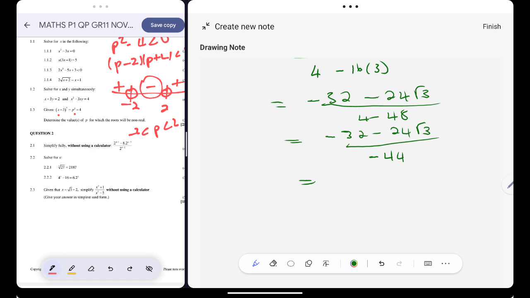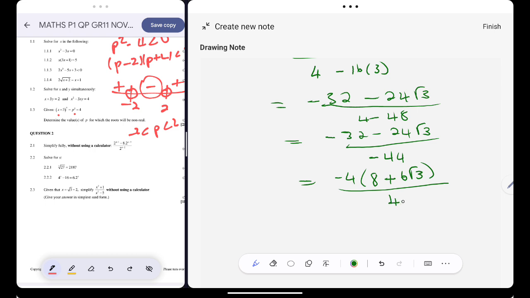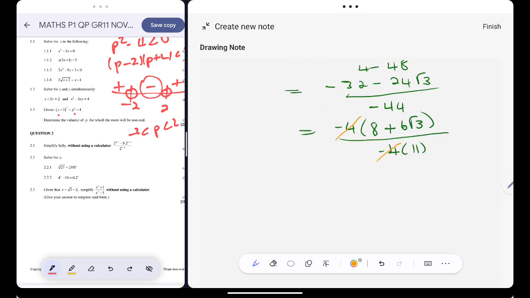I can take out a common factor of 4, of negative 4 actually. What will I be left with? 8 plus 6 root 3. Even here I can take out a negative 4, be left with 11. This will cancel this, and then I'll be left with 8 plus 6 root 3 over 11. This is how you answer this question paper, guys.